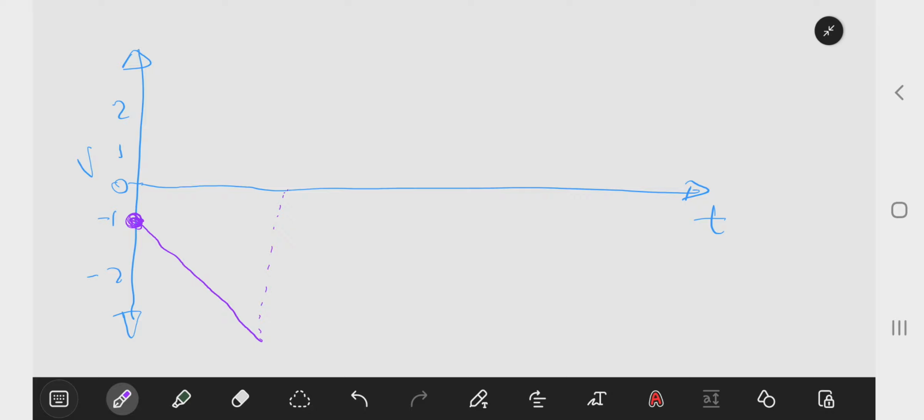Question number 1, was it a drop or a throw? So we can see that our initial velocity is not 0, right? It's here at -1, so meaning this was a throw, right? And then if it's a throw, where did the ball go? Was it thrown upwards or downwards?